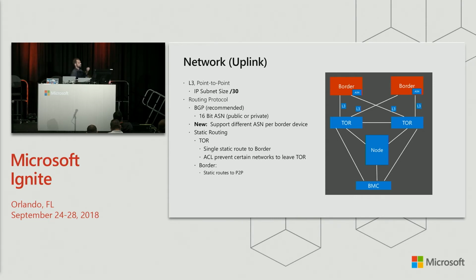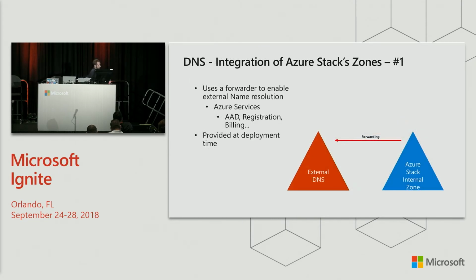Now that we've configured the uplink to your environment, the next step is basically thinking about the DNS integration. As you've noticed in the deployment worksheet, we're asking as input a DNS forwarder. Now this DNS forwarder is actually used to enable the Azure Stack infrastructure services to reach out and resolve Azure services like Azure Active Directory, like the billing endpoint, the registration endpoint, but also services like Windows Defender to pull down the signature updates.